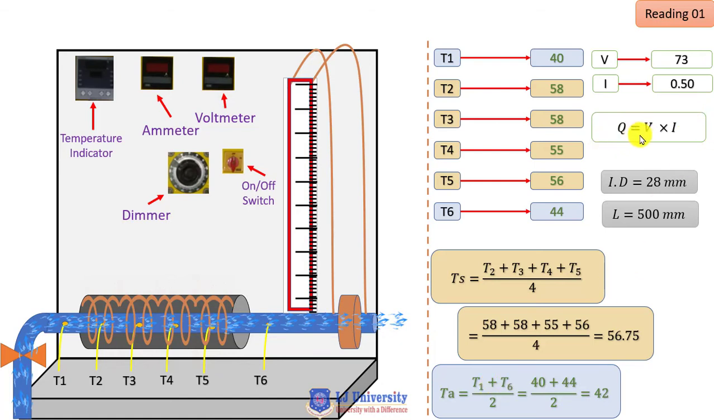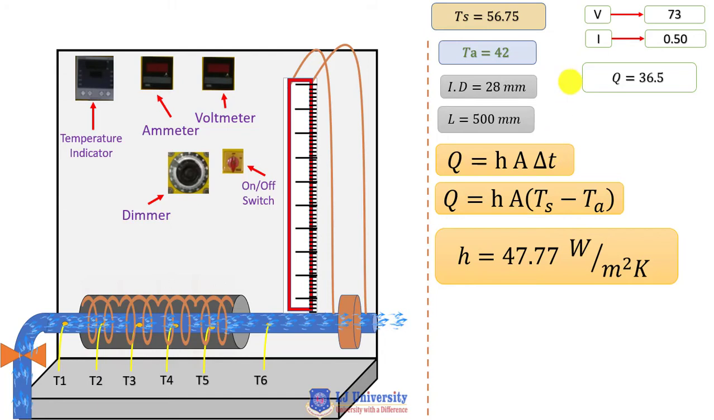We can find the value of Q by multiplying voltage with the current. For reading 1, our voltage is 73. As per the voltage, a current of 0.50 ampere will flow from the heater. There are some fixed parameters, like the inner diameter of this cylinder, which is 28 mm, and the length of this cylinder, which is 500 mm.